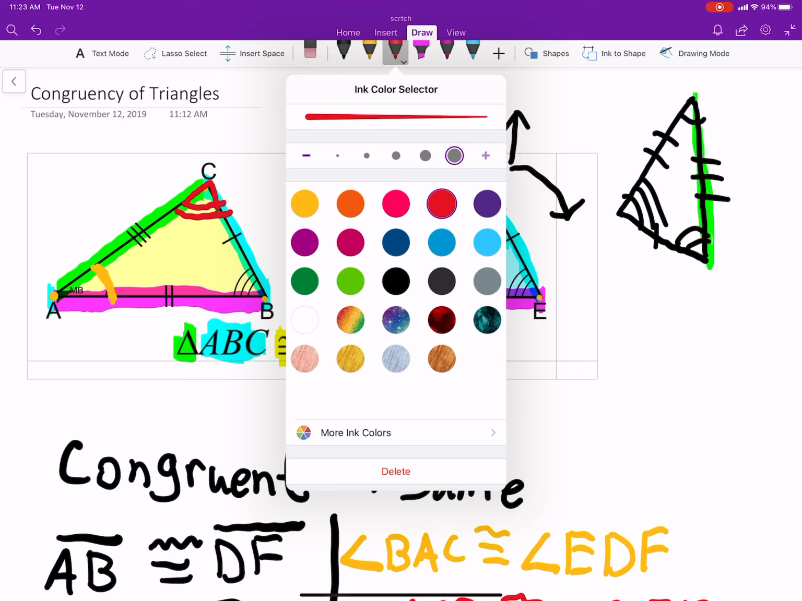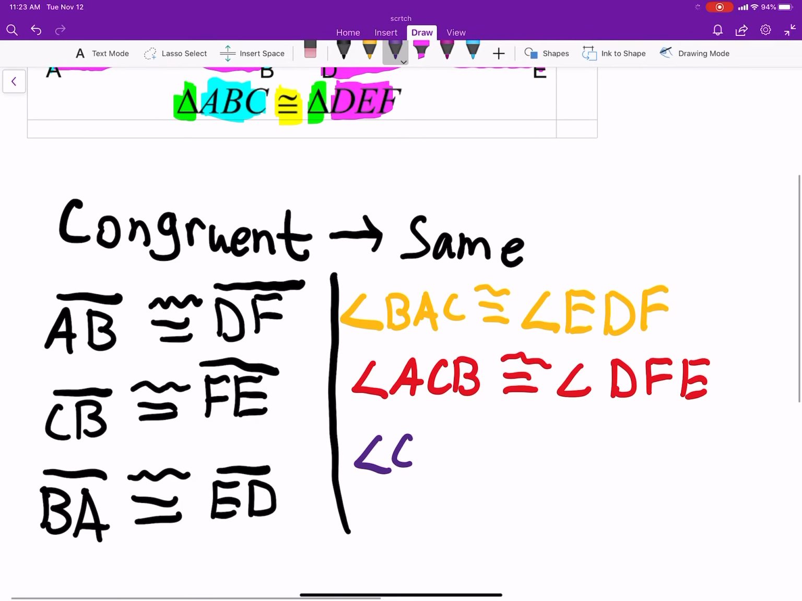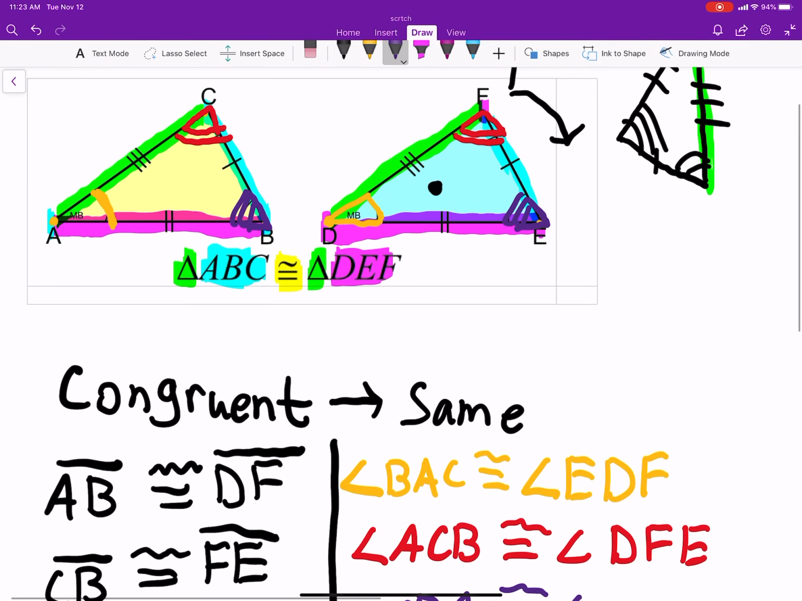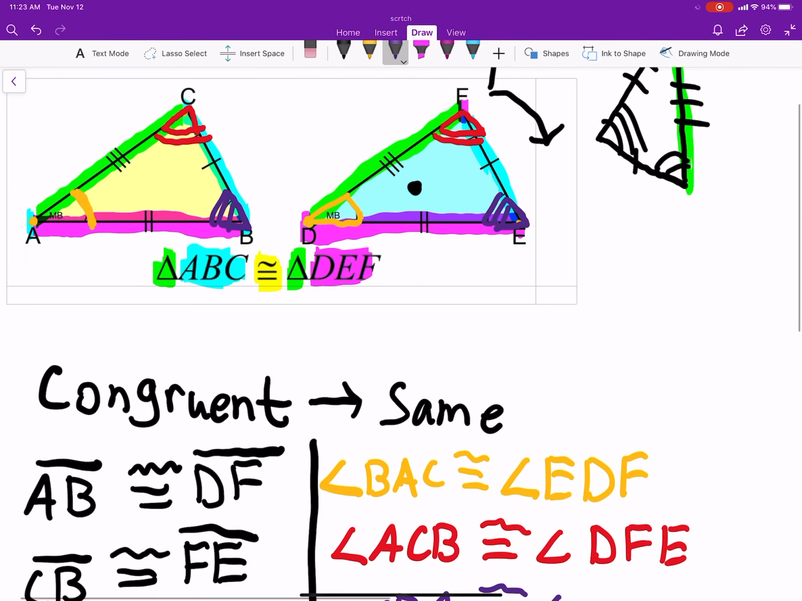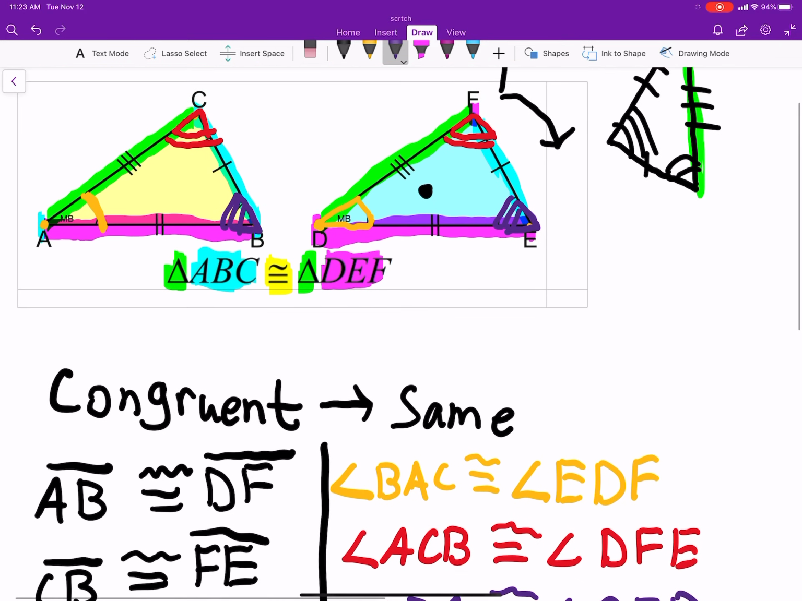And let's see, there's another angle we could look at over here. This one has 3. So the way we would say that's congruent, well, let's see, we're talking about this, we're talking about this. I could say angle CBA is congruent to angle, we're talking about this one, so FED. FED, okay? Hopefully that makes sense what we're doing.